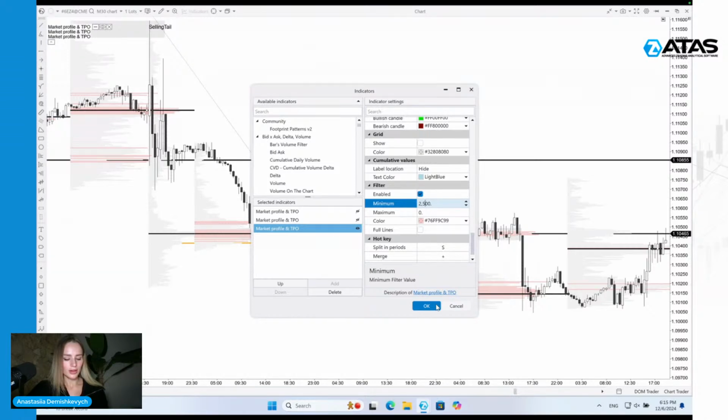The indicators I use are the market profile and TPO, and then the footprint. There is nothing else there.